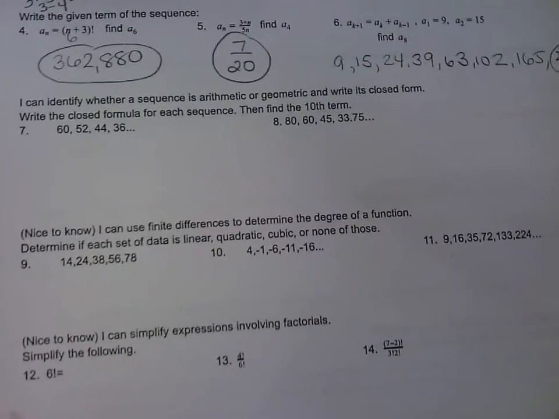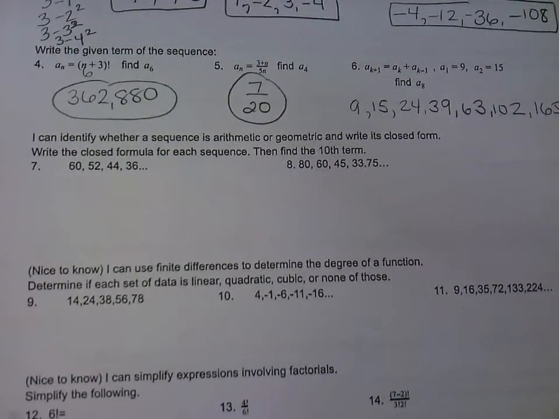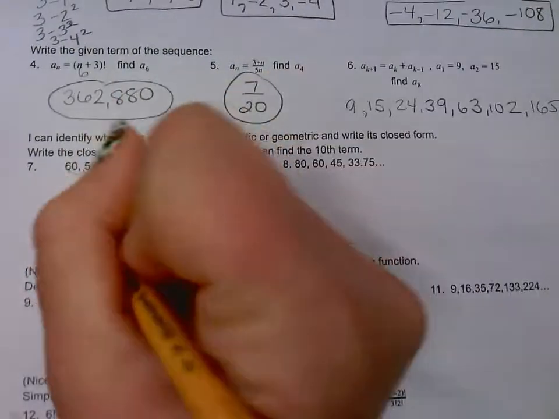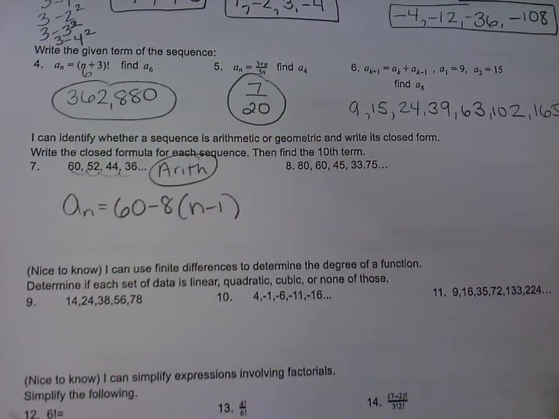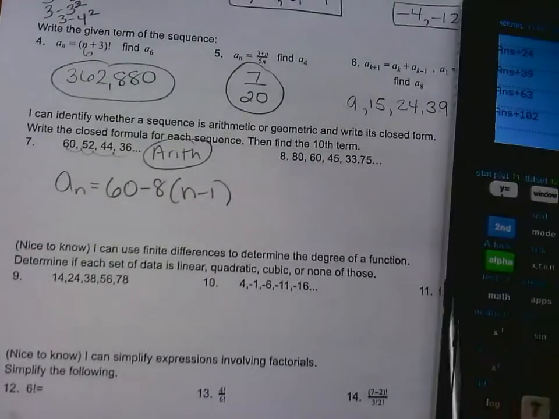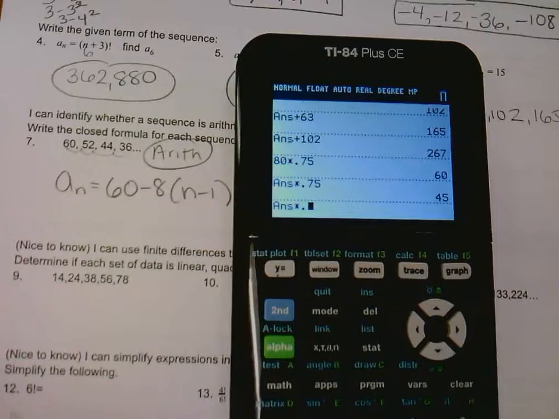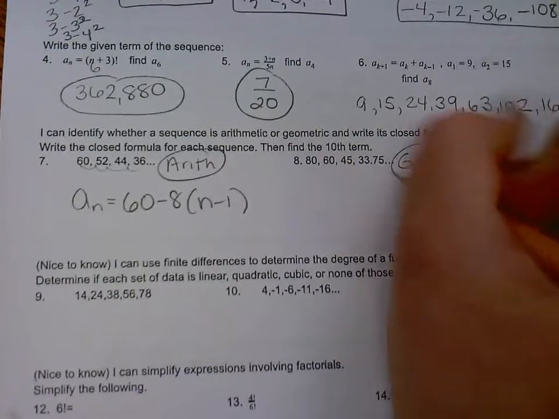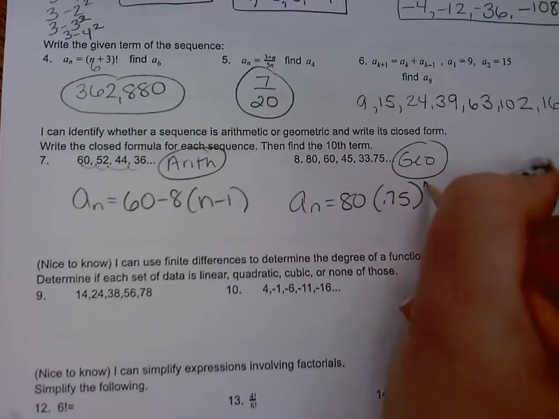So I can identify whether a sequence is arithmetic or geometric and write its closed form. So this is going down by 8. So this is arithmetic. So a sub n equals 60 minus 8 times n minus 1. This is times 0.75 every time, I think. I'm just checking it. Okay, so this is geometric. You should check each term. So a sub n is 80 times 0.75 to the n minus 1 power.